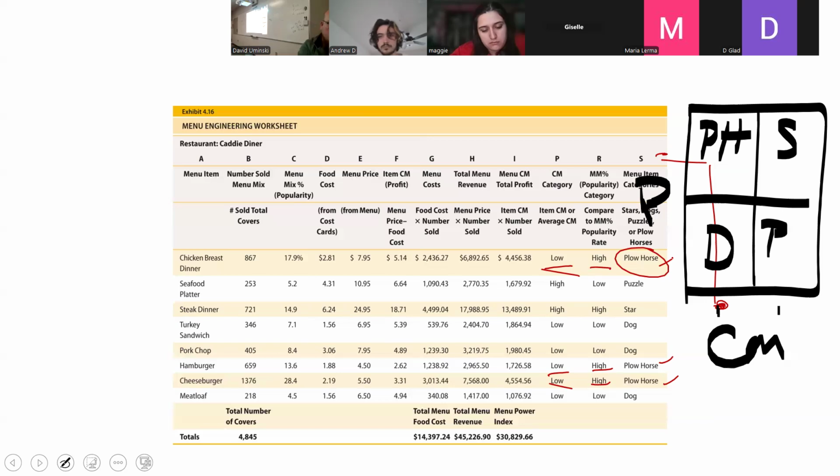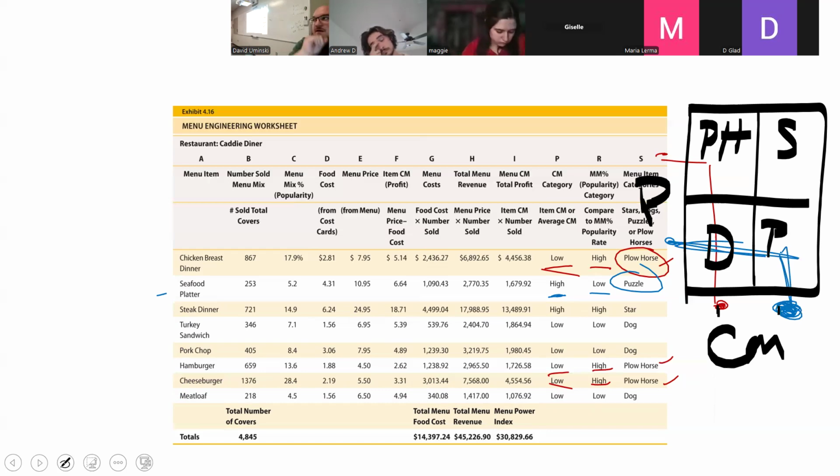Now, my seafood platter, I have high contribution margin, but I have low popularity. That is my puzzle, and that's my only puzzle. So again, you've got high contribution margin and low popularity. You can take your two fingers, find the dot right here, and see which category they connect in, see how I have the lines drawn? Where they intersect is that category.